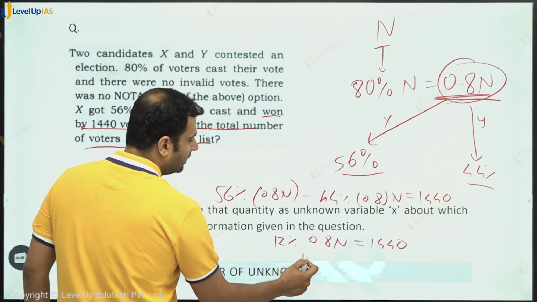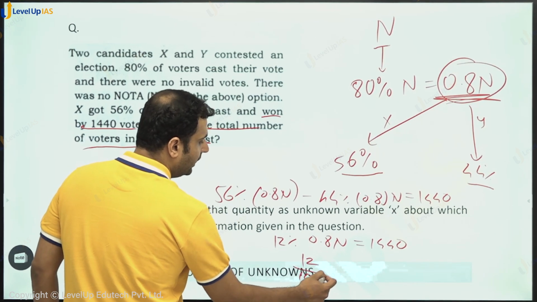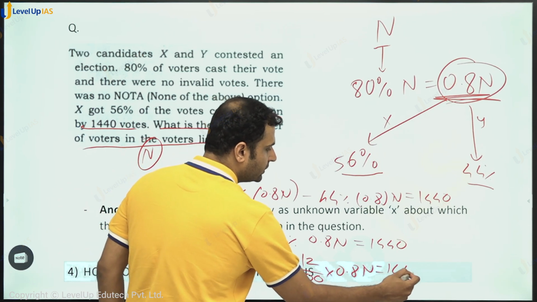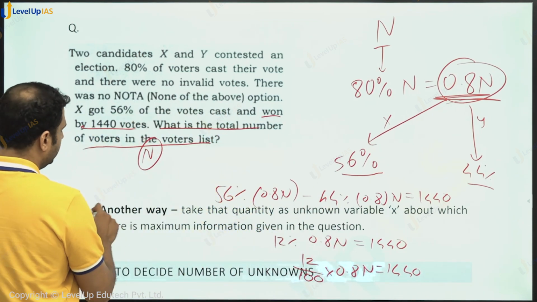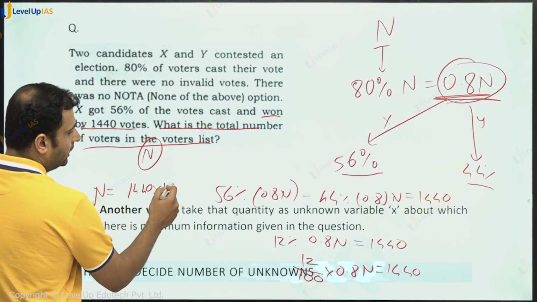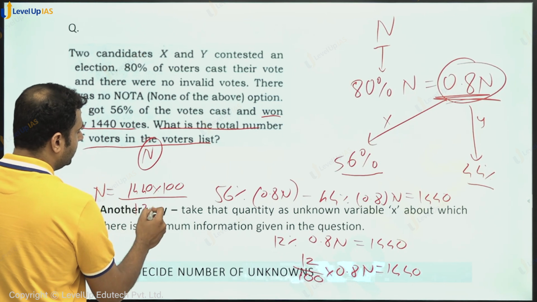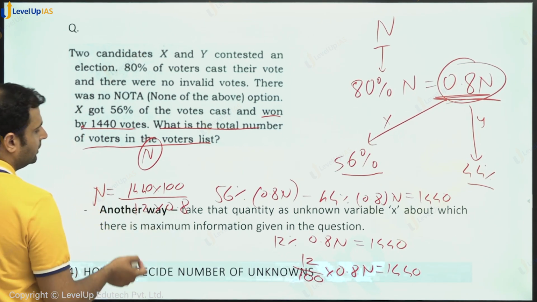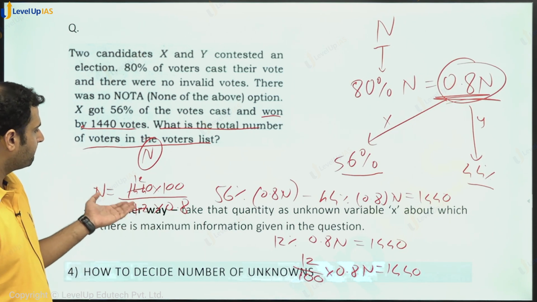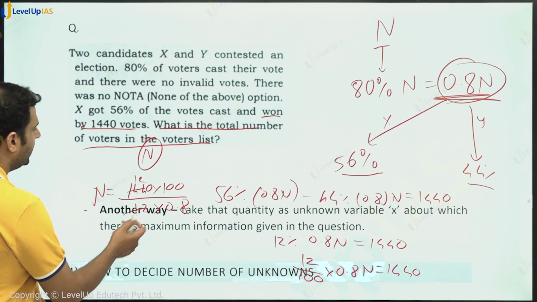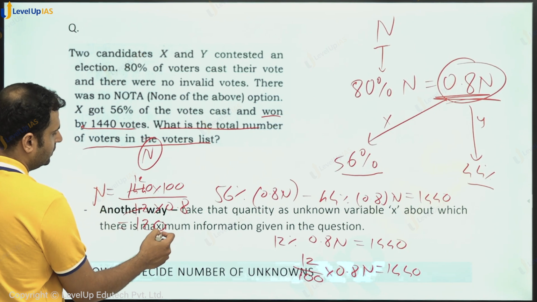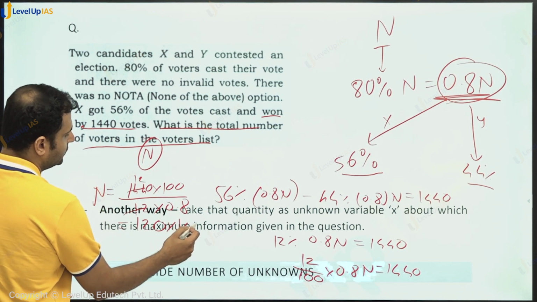12% is nothing but 12 by 100 into 0.8 n is equal to 1440. So make everything there. So n is equal to 1440 into 100 divided by 12 into 0.8. So 12 is 144. तो ये क्या आएगा? 120 इंटू 100 डिवाइडेड बाय 0.8.